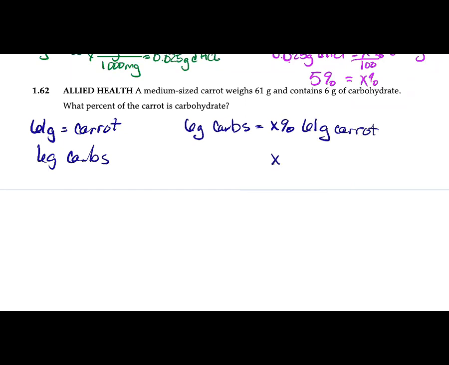Okay. And so remember, that means we divide by 61, and to make it a %, we multiply by 100. So you should get 9.8% but I'm looking here, we got one significant figure. Ooh, boo-hoo, one significant figure. Rounds to 10%. All right, that's it.